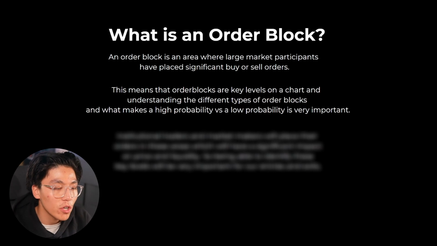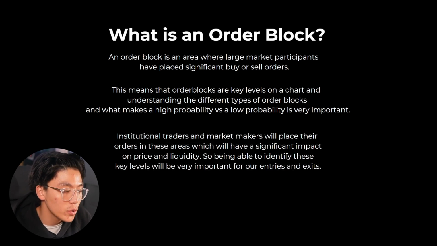This means order blocks are key levels on a chart, and understanding the different types of order blocks and what makes a high probability versus low probability order block is very important. So order blocks can be very difficult at first, but once you understand the high probability versus low probability order blocks, you'll understand how markets move and where you want to be placing your trades. We always want to be placing our trades in high probability conditions, and we want to maximize our potential to make money in the markets. Institutional traders and market makers will place their orders in these areas, which will have a significant impact on price and liquidity. So being able to identify these key levels will be very important for our entries and exits.